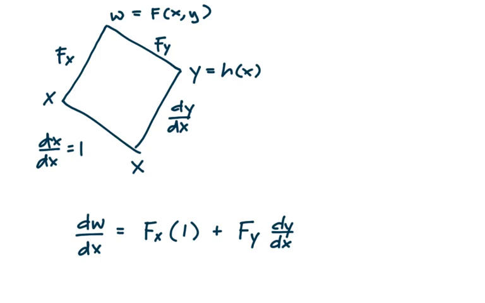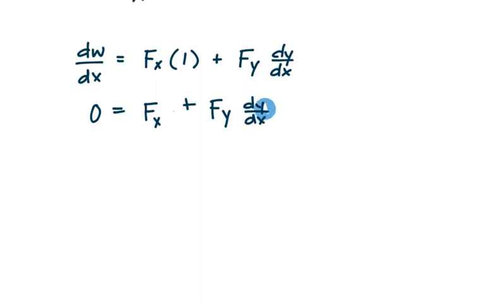Now, what we set up above was that if the function was equal to 0, then the derivative would equal 0. So I'm going to plug in 0 for dw dx. 0 equals f sub x plus f sub y dy dx. So now that we know the chain rule and we understand the dependency diagrams, we created some conditions that let us develop this equation. This is my derivative of y with respect to x. So can I isolate that?